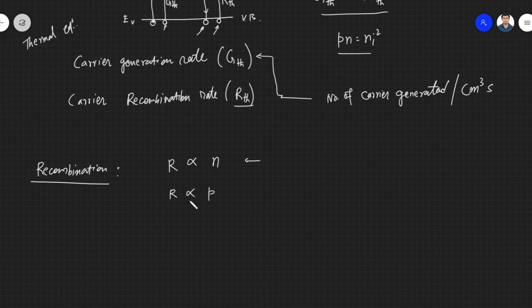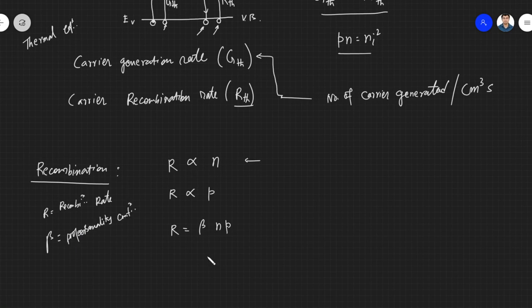So if you combine these two equations and put in a proportionality constant, R is basically beta into n into p. So R is the recombination rate, or rate of recombination. n and p I'm not writing again and again. So beta we defined, beta is a proportionality constant.